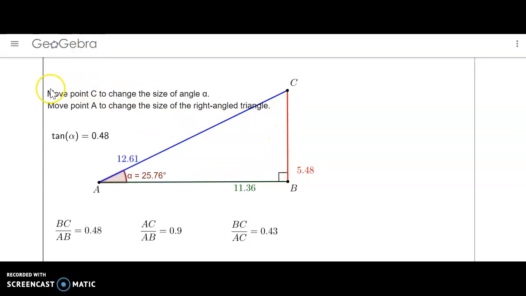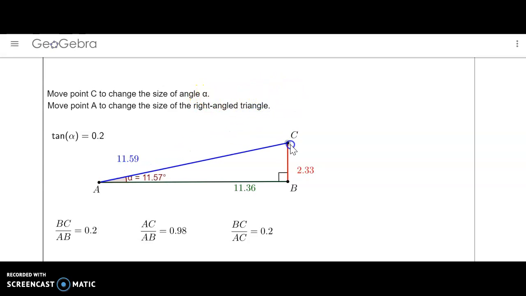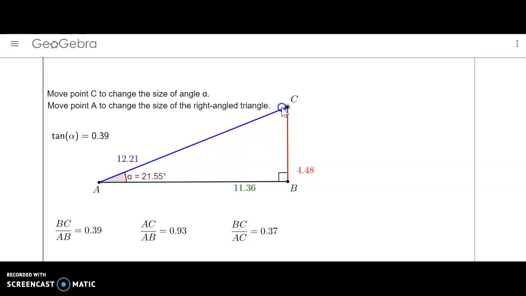Okay, here we are on GeoGebra, and here's that same picture. The instructions say move point C to change the size of angle A. And so when I move point C, lots of things are changing. Every number on here except for the 11.36.